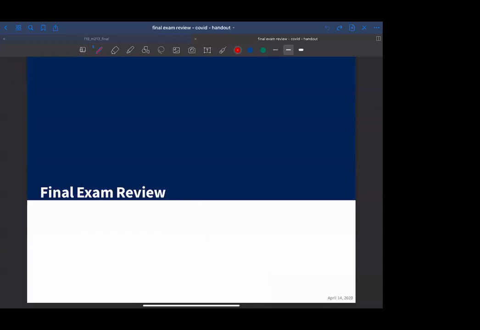Anything else before we start actually reviewing? Is the exam going to be cumulative? So should we expect questions from the other exams to be on there? Yeah, it will be cumulative, although it'll be weighted towards the end material in the class.